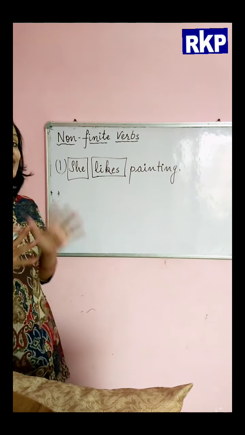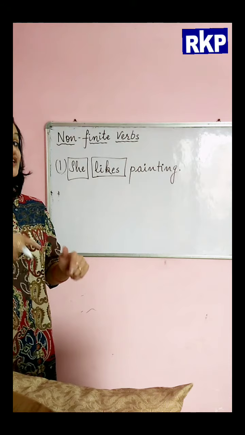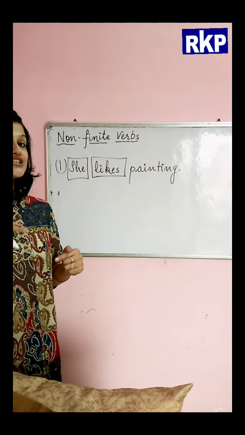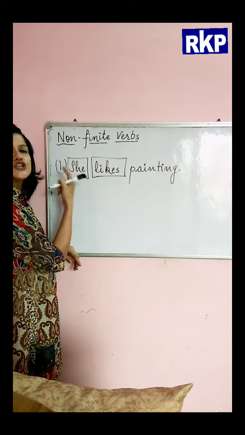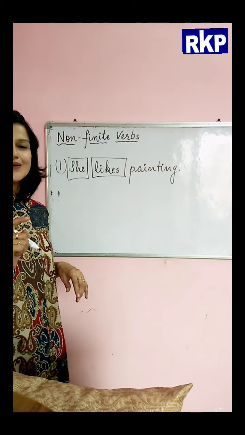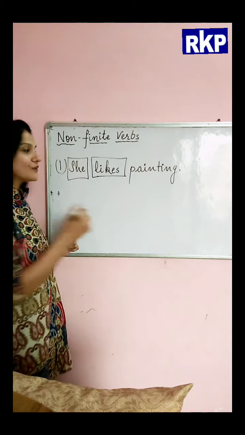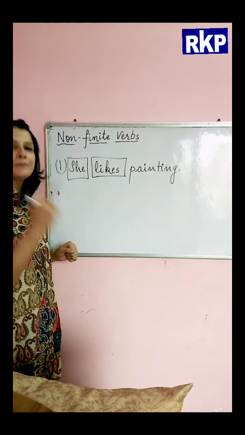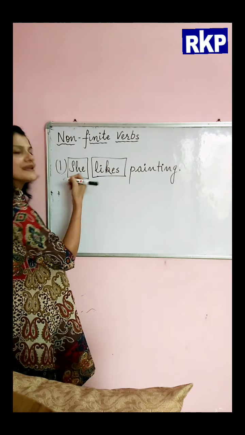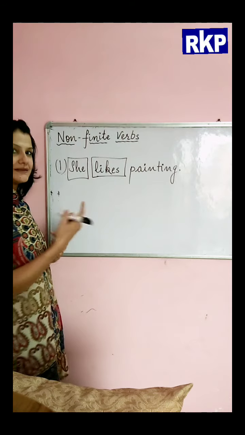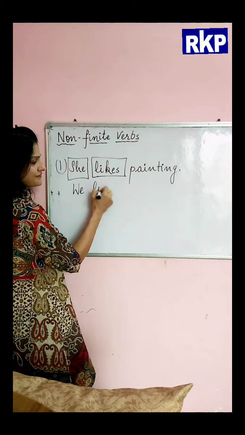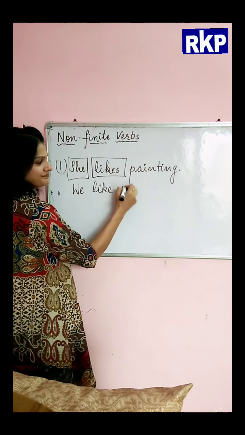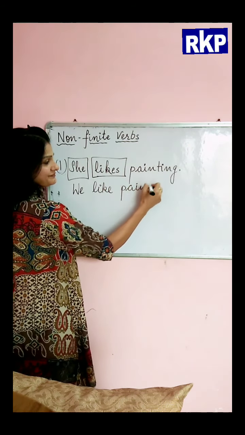Alright, now what we are going to do here is we will change the number and we'll change the subject, of course. So, she is singular. Alright, she is singular pronoun. So let's make it plural. Okay, so let's make it we. Okay, we, right, like painting.